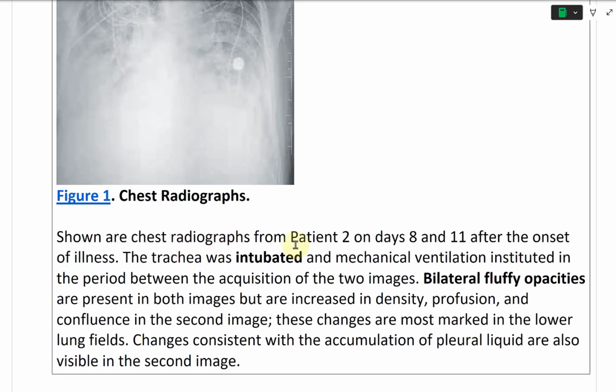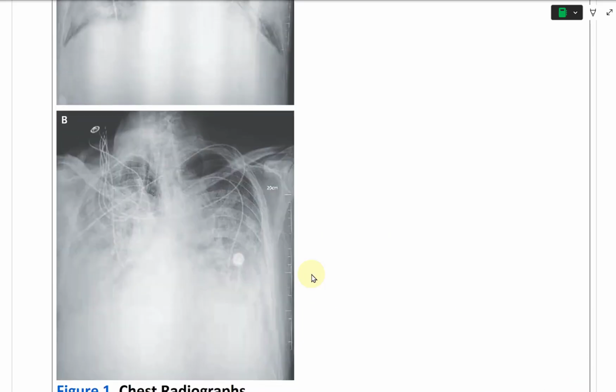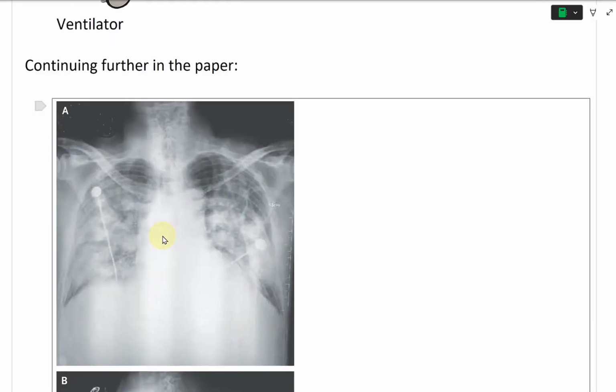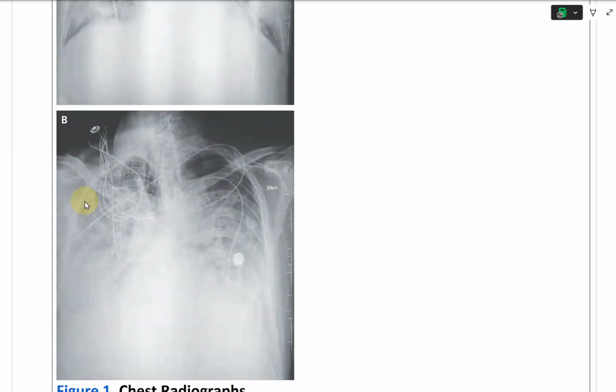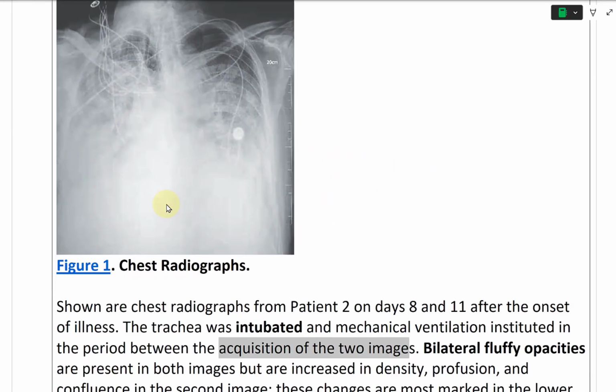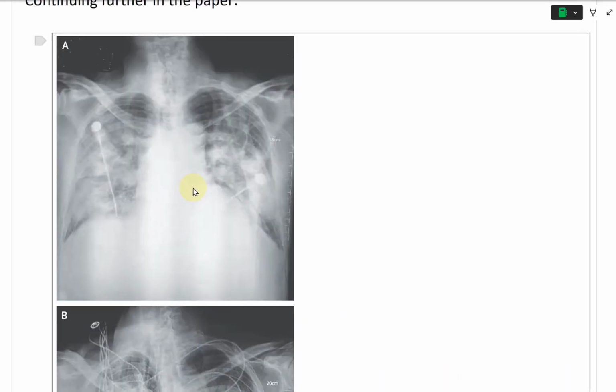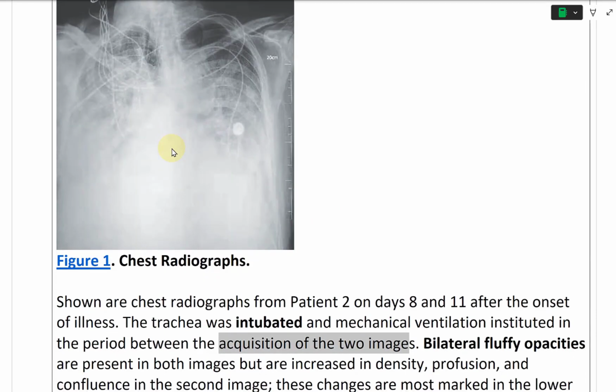So shown are chest radiographs from patient 2 on days 8 and 11 after the onset of illness, and the trachea was intubated, or basically a tube shoved down the throat, and mechanical ventilation instituted in the period between the acquisition of the 2 images. So, for example, here's the first one, 8 days after the illness, and then they got mechanical ventilation, and this is after 11 days of the mechanical breathing. And yeah, so you have a bunch of very interesting images there.